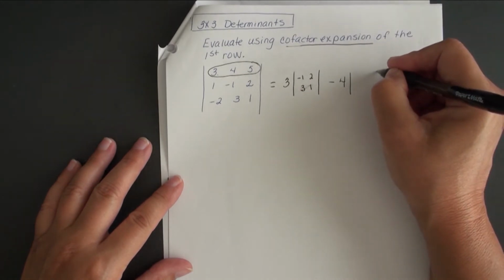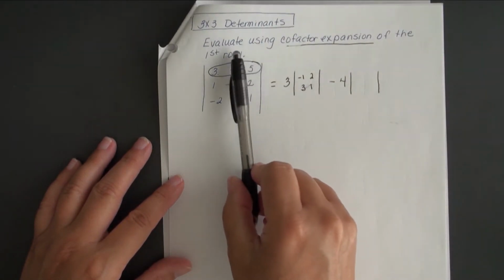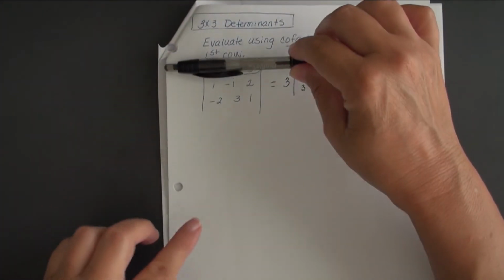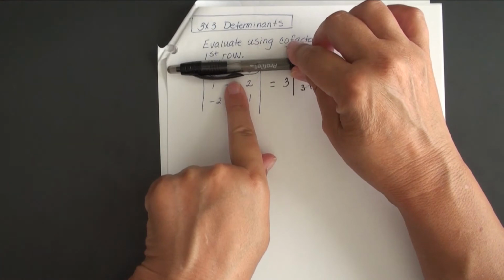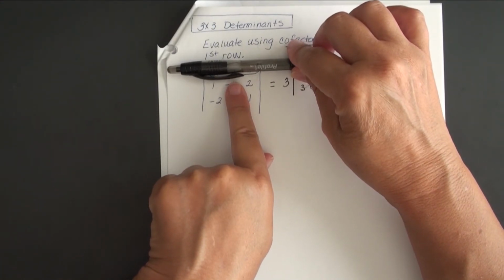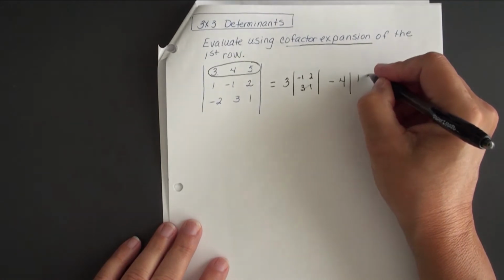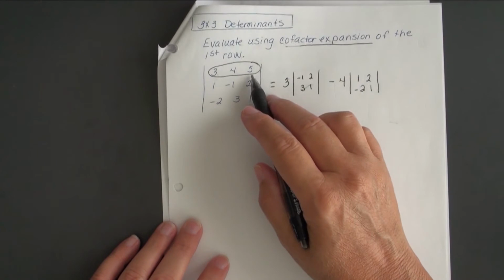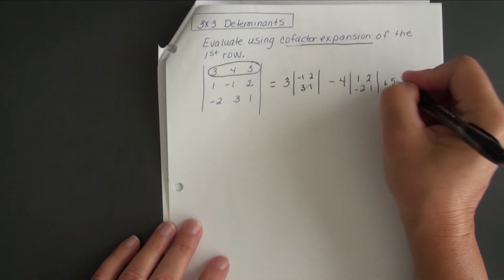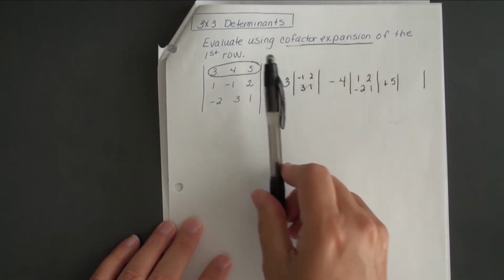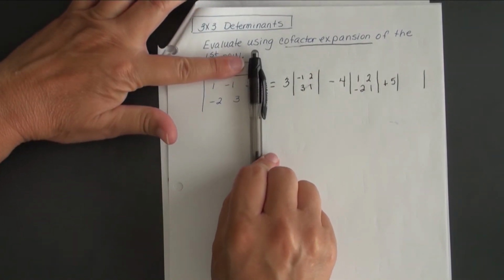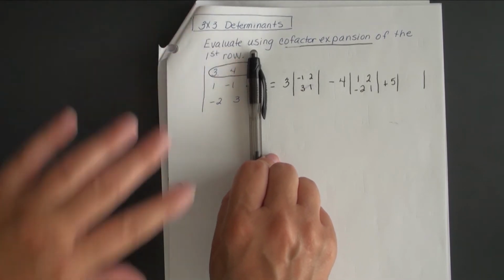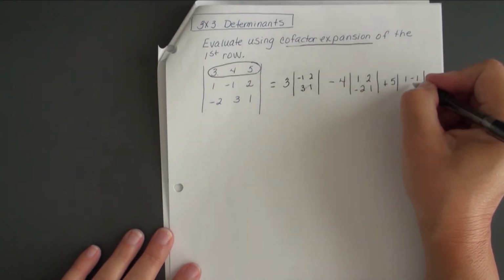And then we're going to go through the same process. We're going to eliminate the row and the column that the 4 is in and see what numbers are left. So if I eliminate the middle column and the top row, I have a 1, 2, -2, 1. And then we move on to the last number, which is a 5, and eliminate the row and the column that the 5 is in and write down the remaining numbers in a determinant. 1, -1, -2, 3.